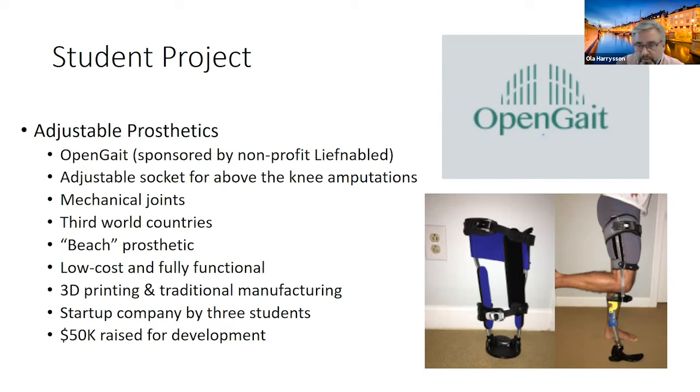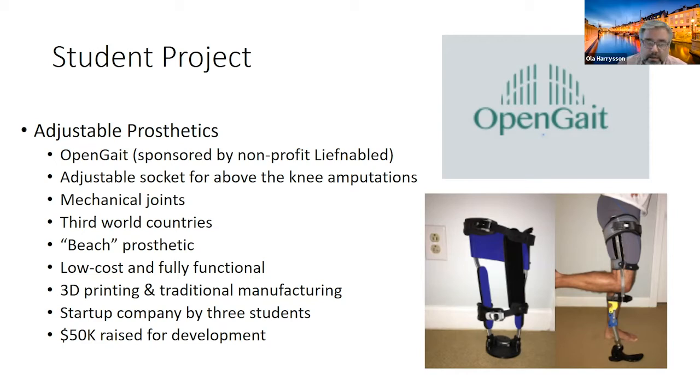So there were a couple of different parts to this. One was the adjustable socket, then it was a good functional mechanical knee joint, and also a flexible foot that didn't need a joint that would still be functional. And as I said, these were really meant for third world countries so that we can make these and ship them and you don't need a prosthetist to really do the fitting of these prosthetics.